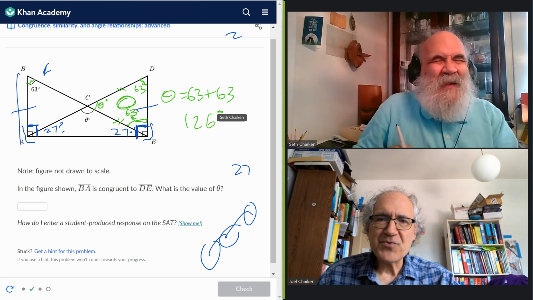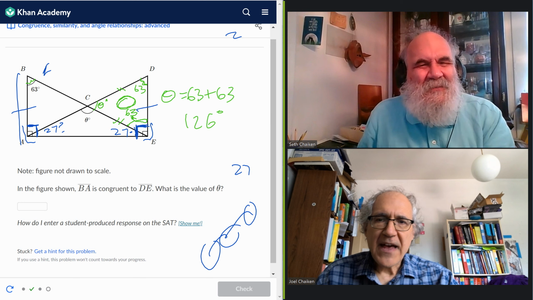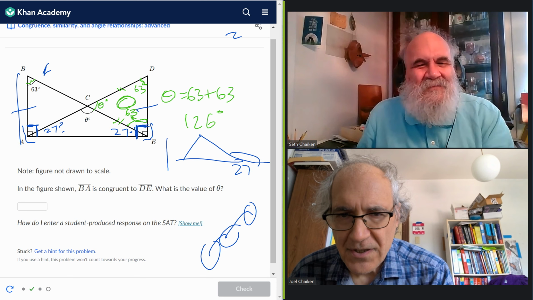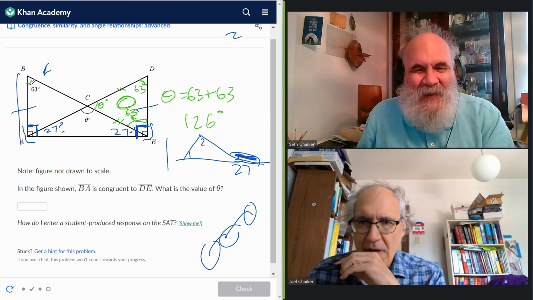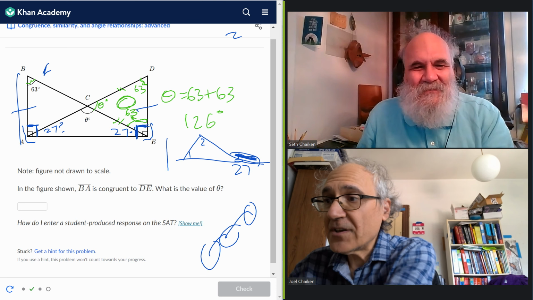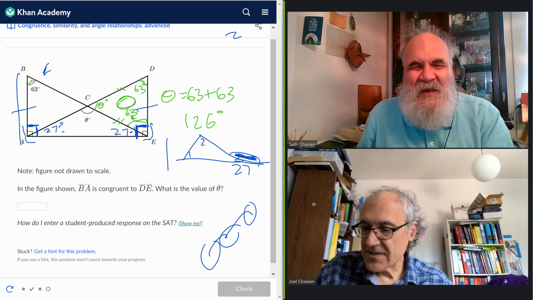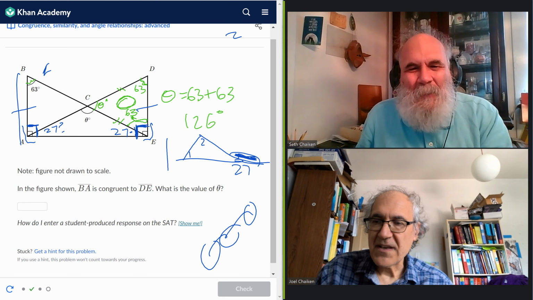So you used what's known as the triangle exterior angle theorem: if you have a triangle, this angle here is equal to the sum of angle 1 and angle 2. So I took a chance and said both of these are 27. Both of them are equal because the two triangles are congruent. 27 plus 27 is 54, and 180 minus 54 is 126. So you can get it that way also.